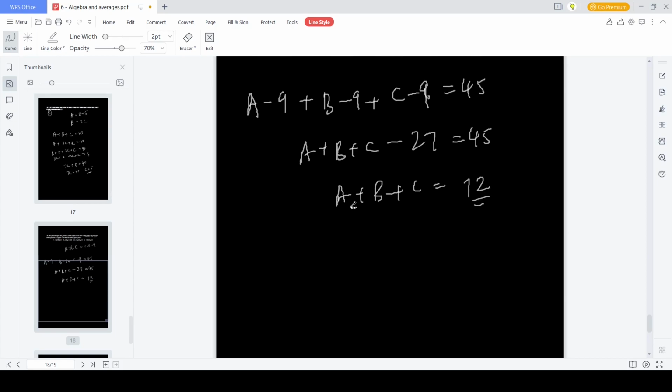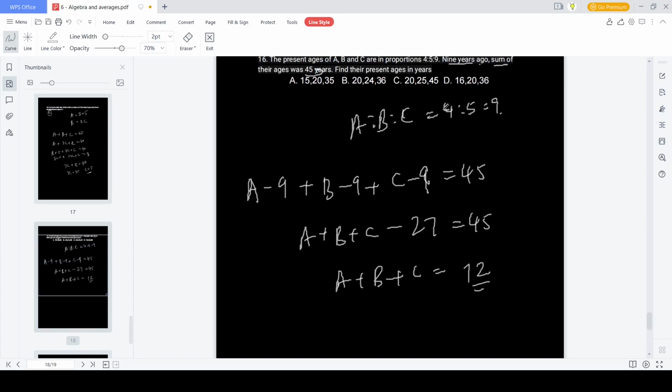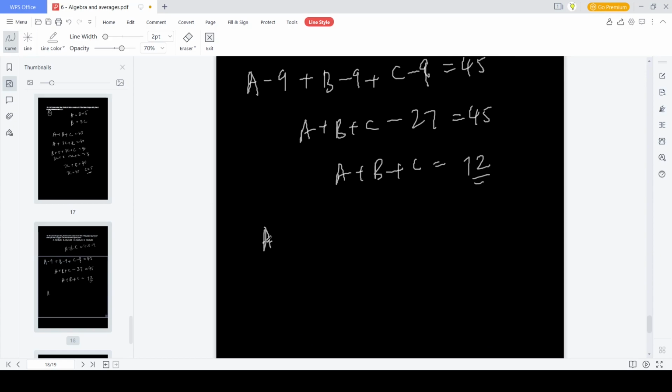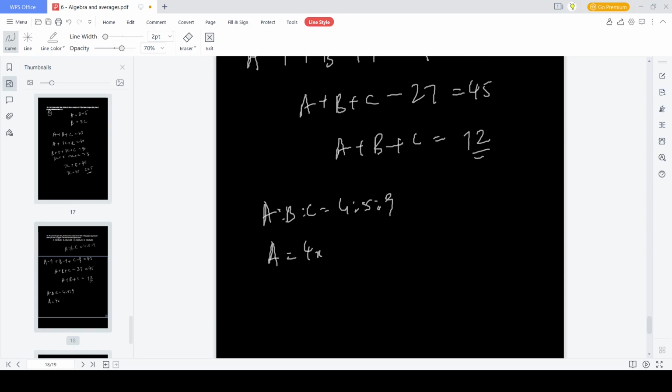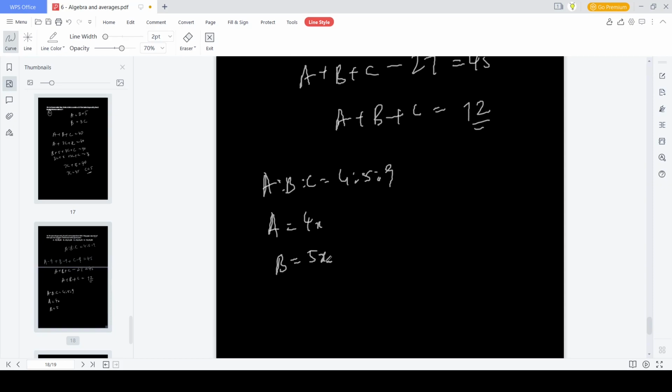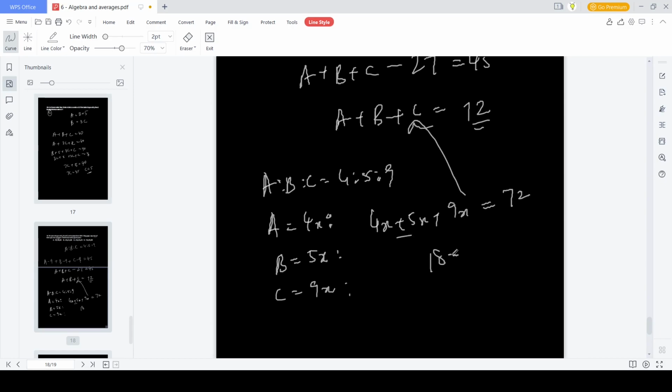Now see, we have the ratio A is to B is to C is 4 is to 5 is to 9. Always when you have a ratio A is to B is to C is 4 is to 5 is to 9, then we can simply write A is equal to 4x, because A is 4 times something, B is nothing but 5 times something, and C is 9 times something. Because when you take the ratio, x will cancel everywhere and you'll get the correct ratio, 4 is to 5 is to 9. Having this information, we'll substitute it here. We'll get 4x plus 5x plus 9x in this equation is equal to 72. So 18x is equal to 72, so x will come as 4.